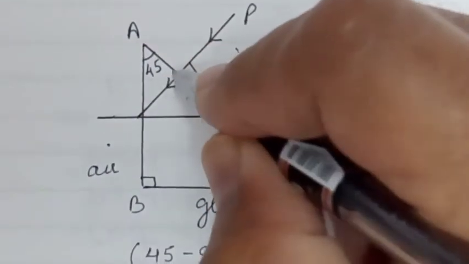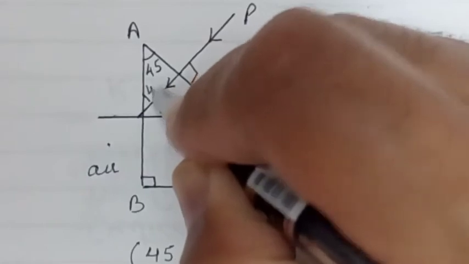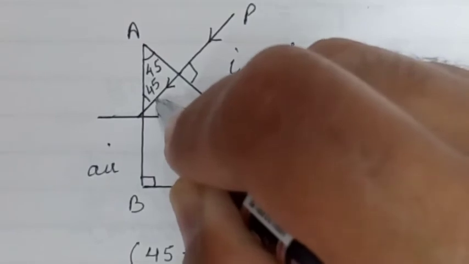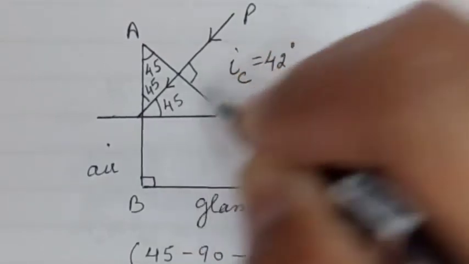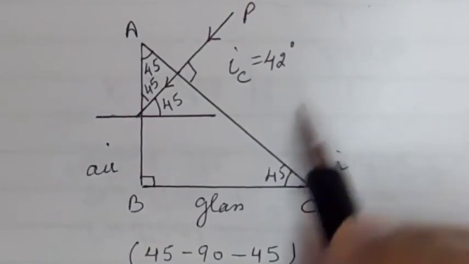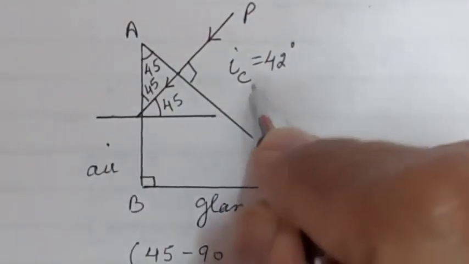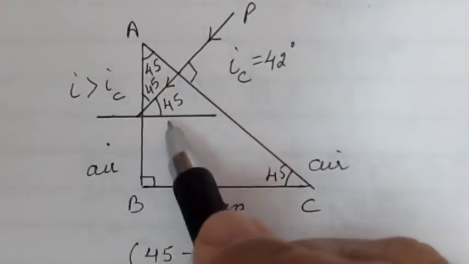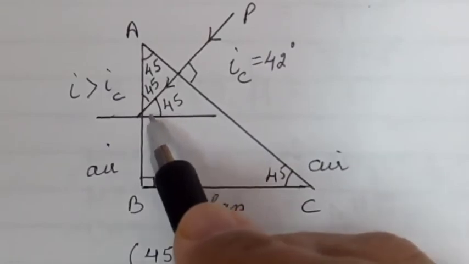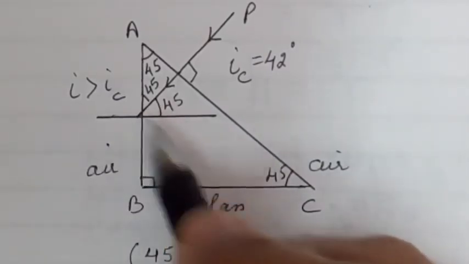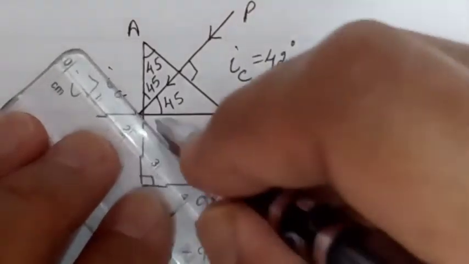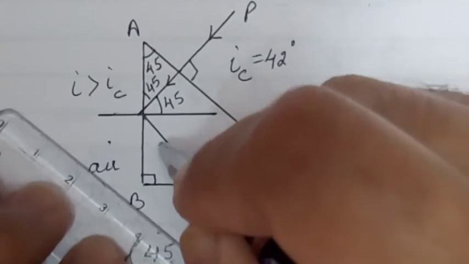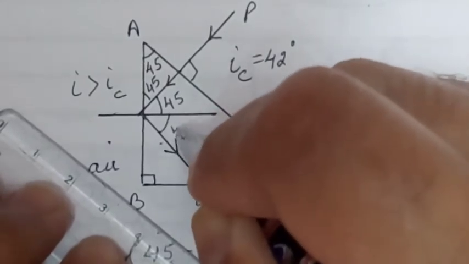Now this is 45, this is 90, so this is 45. Now this angle is 90, being a normal, so this is also 45. Critical angle is 42. You will say I is more than I critical. Angle of incidence is more than the critical angle. Hence the ray cannot go out. It will get reflected inside. So it gets reflected here at an angle of 45 degrees. This is 45. This is the reflected ray. This is also 45 degrees.